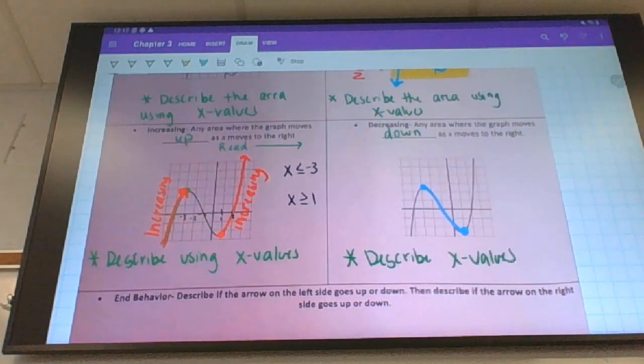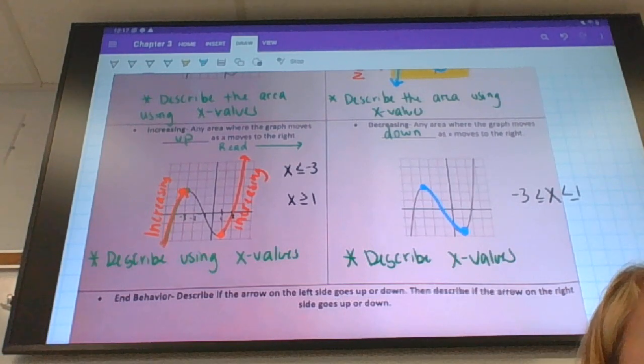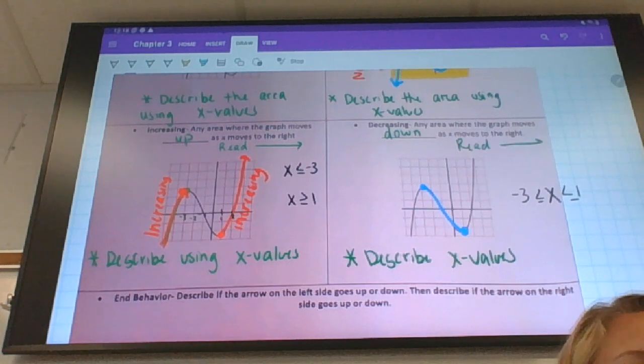So the graph is decreasing anytime x is between negative 3 and 1. If it's asking about range, same, yeah. You read left to right.